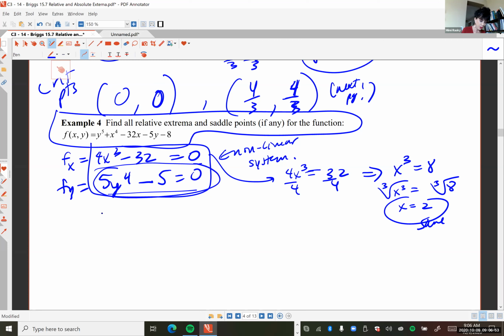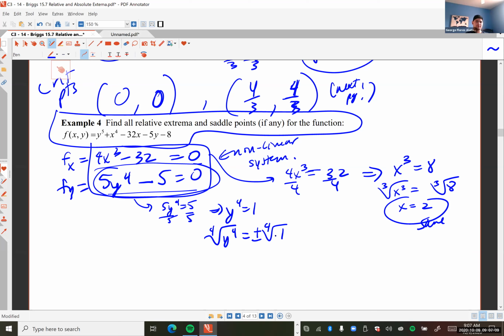Then this other equation, we're going to solve it for y. I'll add 5 to both sides. I'll divide both sides by 5. I'll get y to the 4th equals 1. Now I'm going to take an even root of both sides of the equation. What does that mean? Plus or minus. You better put a plus or minus, you betcha, because you get two answers. y could be plus or minus 1.